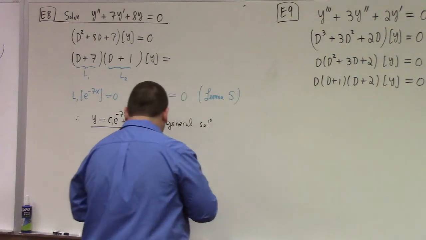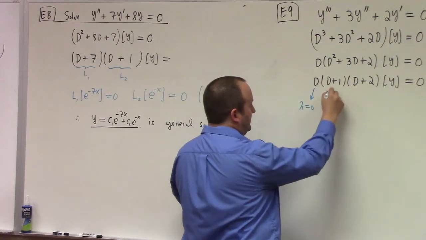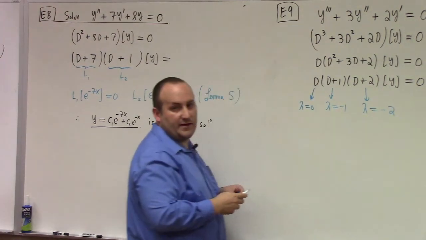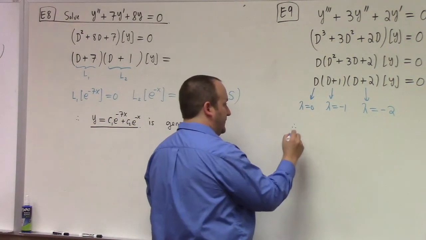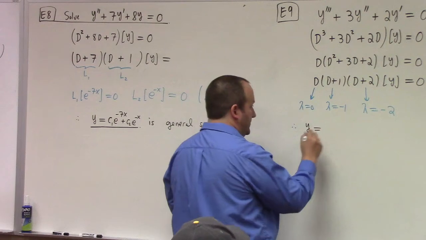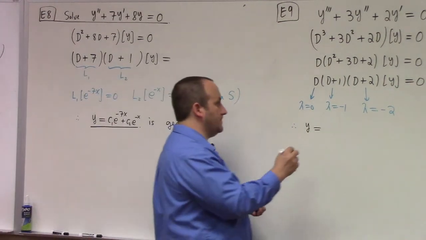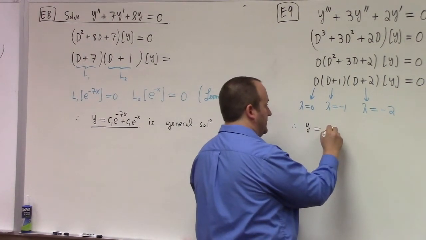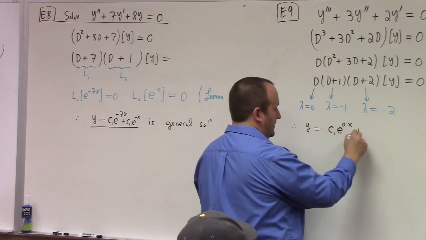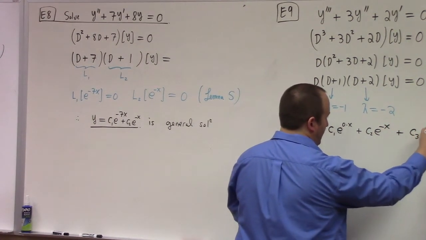And so a convenient shorthand to express what I did in the previous example would be that this is lambda equals 0. This is lambda equals minus 1. This is lambda equals minus 2, right? Therefore, my general solution is y equals, what did we get? Looks like we got c1 e to the 0 times x, plus c2 e to the minus x plus c3 e to the minus 2x.